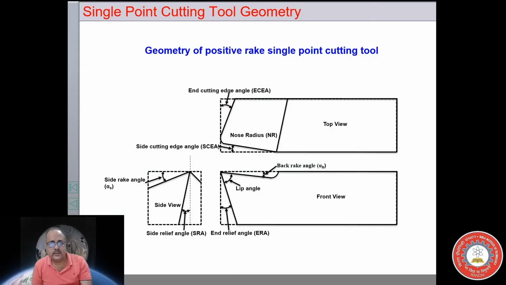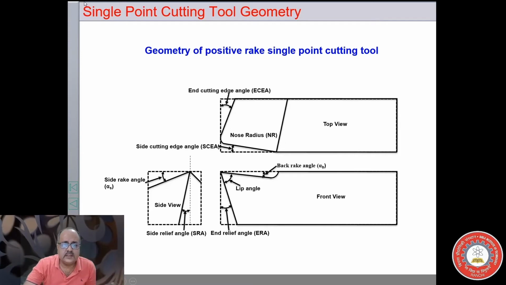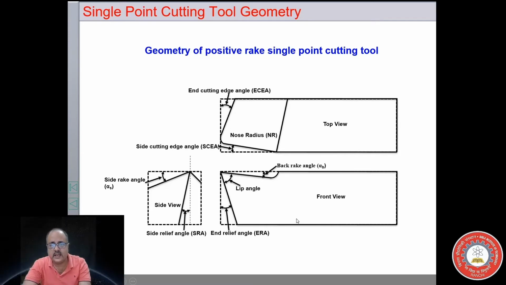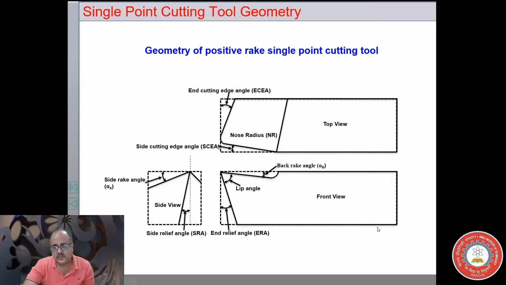So same thing I have discussed in isometric view. This is the top view, front view, and the side view. If you look from the front side, the angle that is visible to you is that the face of the tool is inclined backwards, and you measure it with a plane parallel to the shank of the tool.